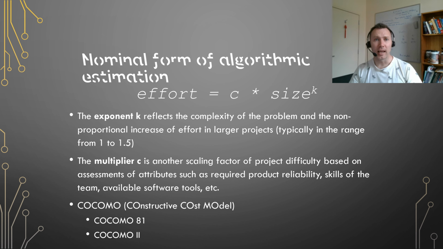Another algorithmic estimation method is called COCOMO. It has the underlying formula where effort is equal to C and size to the power of K. C is a constant that's decided based upon how reliable the product needs to be, how skilled the team is, and what tools are available to help. K is another constant which considers the complexity of the project.